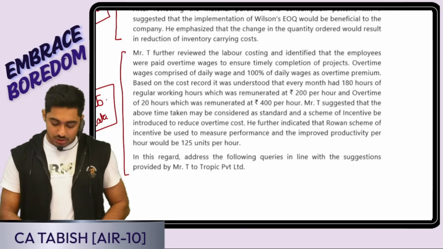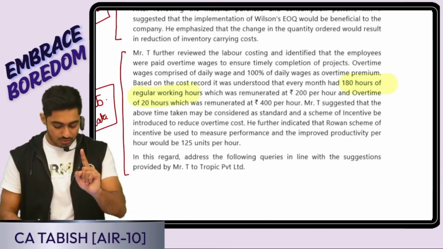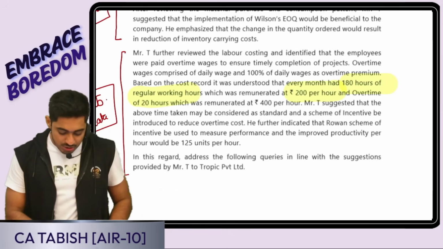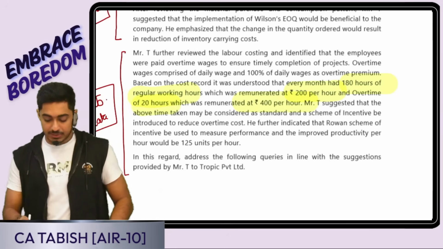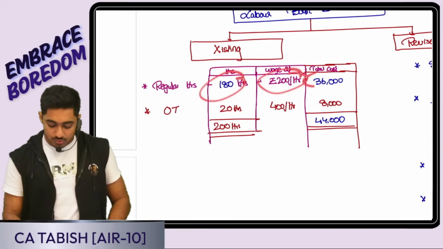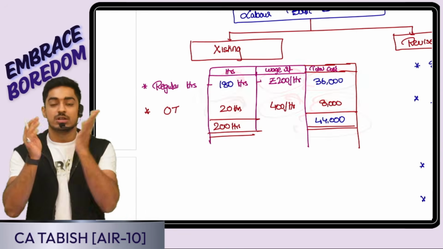Based on cost record, it was understood that every month had 180 hours of regular working hours, which was remunerated at the rate of 200 per hour, and overtime was 20 hours, which was remunerated at 400 per hour. That means total how much I was paying? 180 hours I was paying at the rate of 200, 36,000. 20 hours I paid at the rate of 400, 8,000. So total 44,000 I paid.